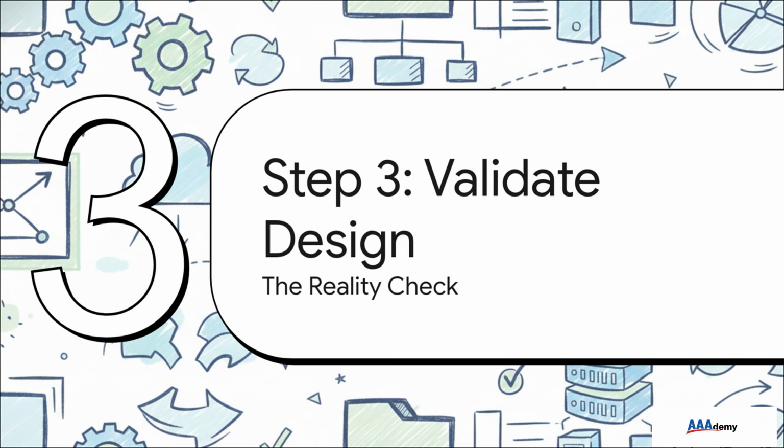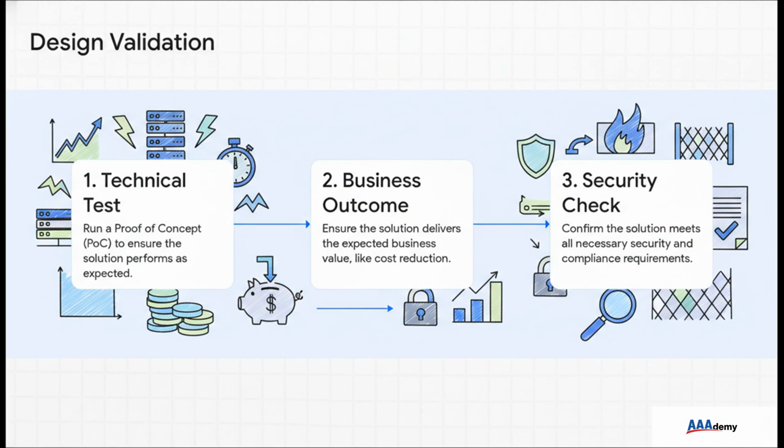So we've got our model, we've got our design, but hold on, we are not done yet. Step 3 is validation, and this is the crucial reality check where a design that looks great on paper has to prove it can actually deliver in the real world. Now, validation really happens on 3 different levels. First, you've got technical testing, things like a proof of concept or load testing just to make sure the system can handle the stress. Second, you validate the business outcome. If the goal was to cut costs, you need to show the design will actually do that. And finally, you confirm that all the security and compliance requirements are totally met.